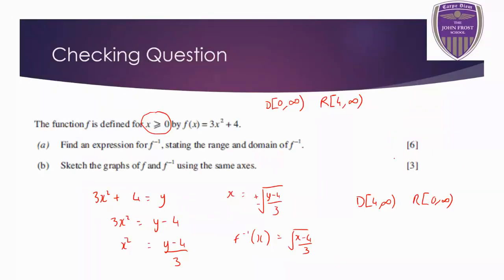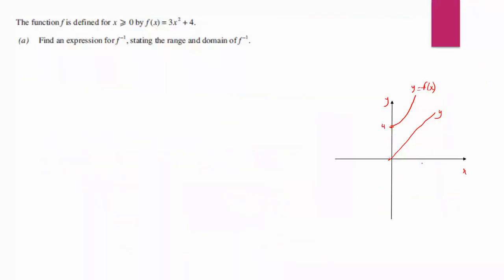Now, in terms of your graph, again, you want your line y equals x in. So your original graph, when x is 0, it starts at 4. It goes off to infinity. And your inverse graph, remember, the domain starts at 4. So it starts here at 4. And again, it's the root graph. So again, it goes off to infinity, but far slower. Okay, and that's your line y equals x.